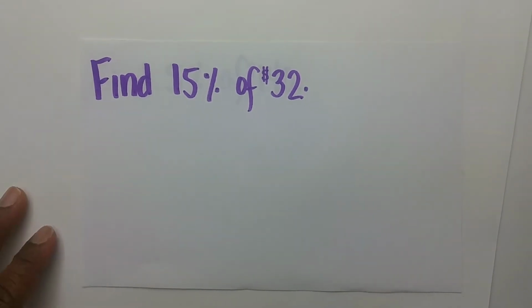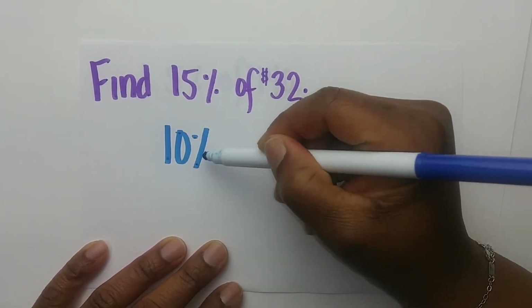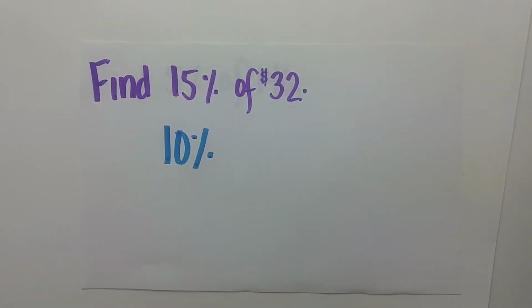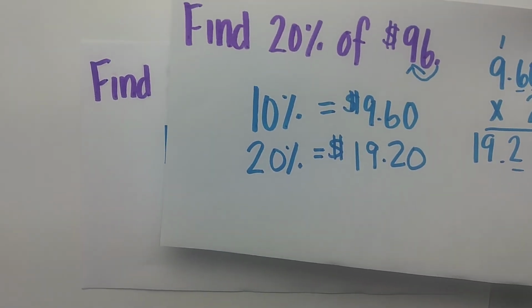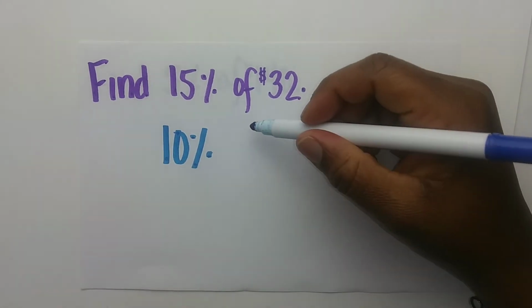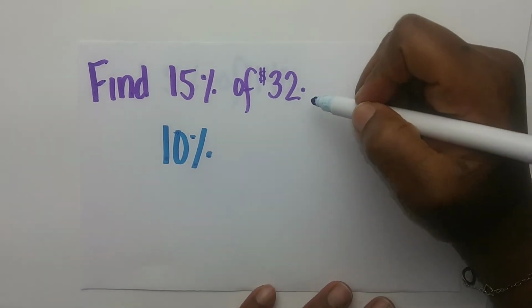Looking at example number 2, I want to find 15% of 32. Just like the last problem, I like to start with finding out what 10% of a number is. If I find out what 10% of a number is, I can multiply by 2, like how I did in this example, to double it. Or in this case, I am going to take my 10% and cut it in half. So let's start with 10%.